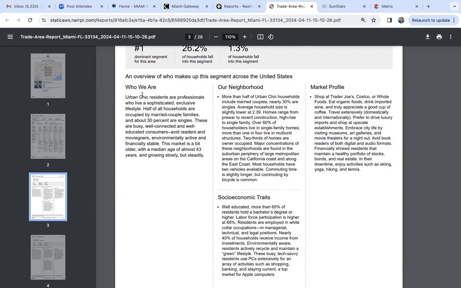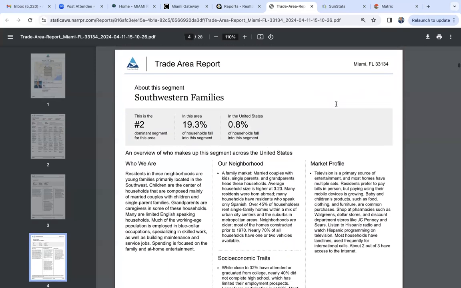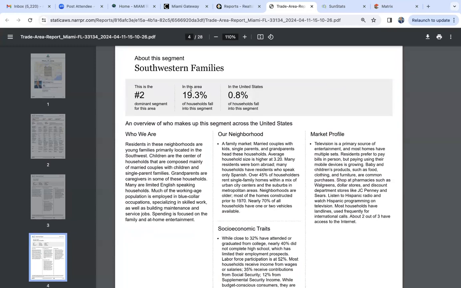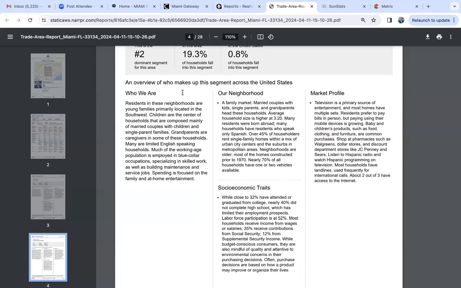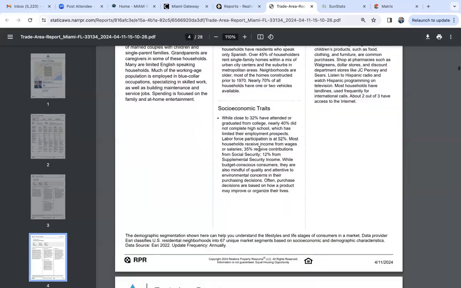All right, who they are. Urban Chic residents are professionals who live a sophisticated, exclusive lifestyle. Half of all the households are occupied by married couple families, and about 30% are singles. Then you have information on the neighborhood, the socioeconomic traits and the market profile. Then comes in number 2, Southwestern Families. Once again, at 19.3% of the zip code are categorized as Southwestern Families. Again, who they are and more information.